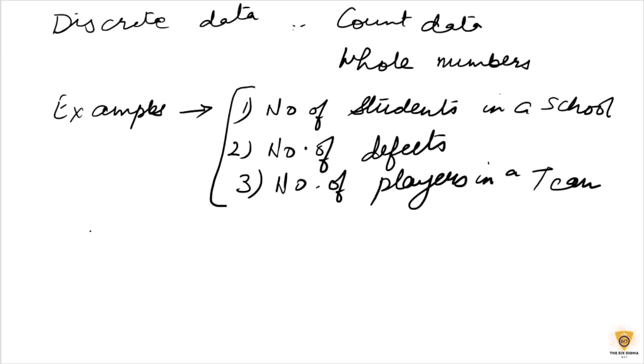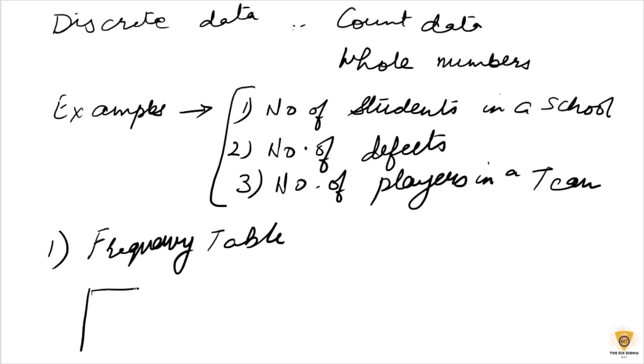अब हम discrete data को represent कैसे करते हैं? There are different ways of representing discrete data, a graphical form, right? So there are four types by which we can do it. The first one being the frequency table. So the frequency table is the most commonly used. I'll go ahead and draw one frequency table here.